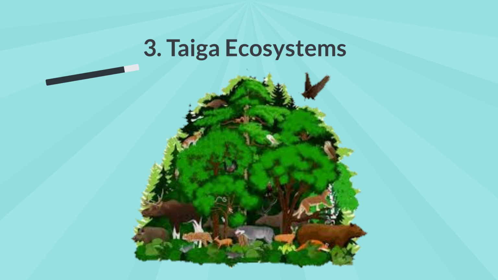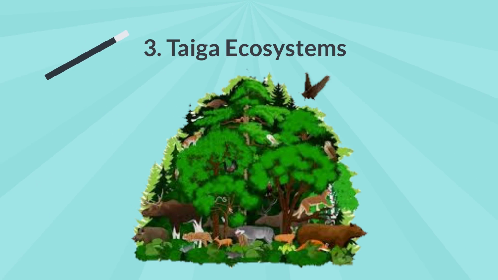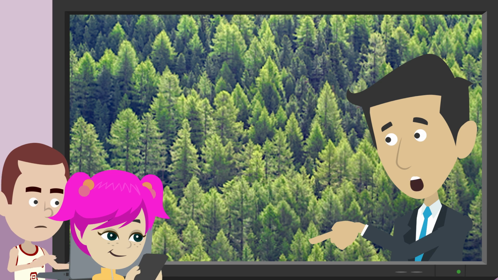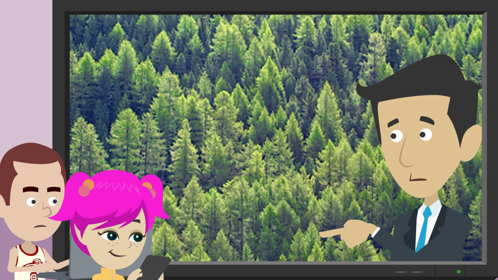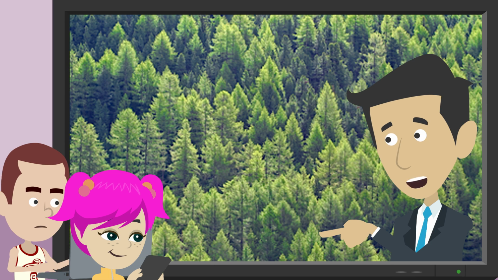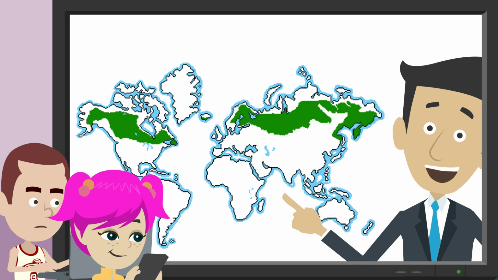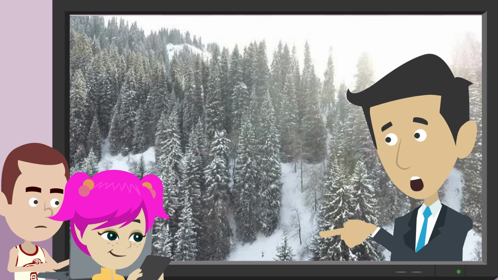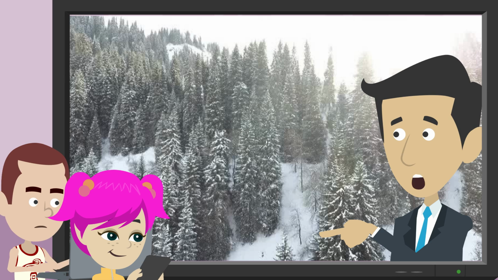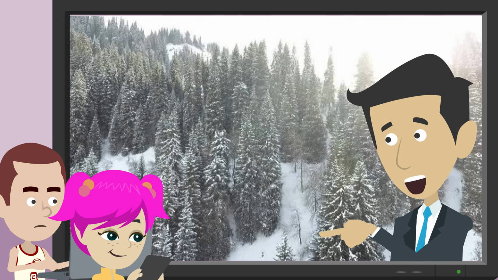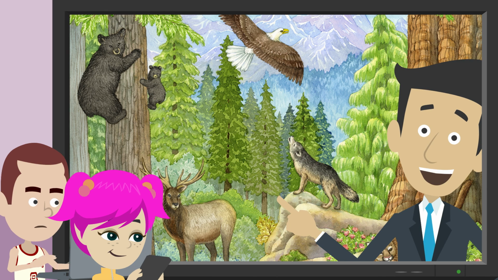Three, Taiga ecosystems. Another type of forest ecosystem is the taiga, also called northern coniferous forest or boreal forest. It covers a large area of land around the northern hemisphere. Coniferous forest ecosystems are characterized by short growing season, low temperature, and poor soil. Animals found in the taiga include moose, wolves, bears, and burrowing rodents.